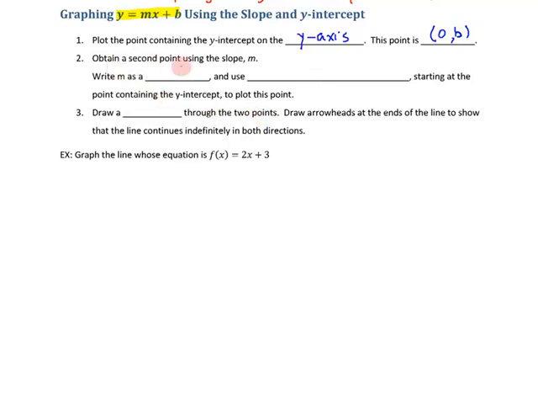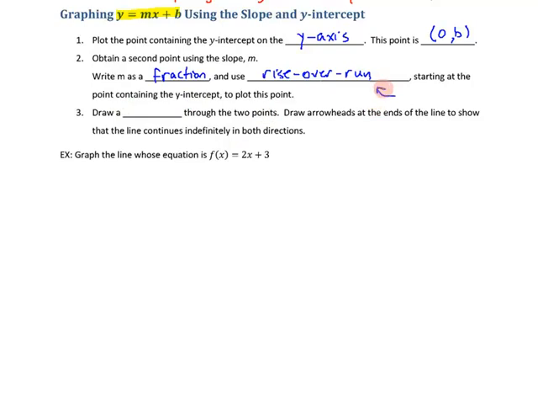Second, obtain a second point using the slope m. Write m as a fraction and use rise over run, starting at the point containing the y-intercept, to plot this point.